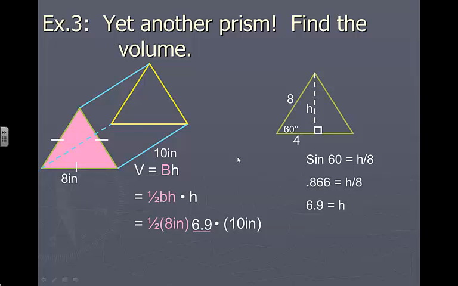So we do 1/2 the base, which is 8, times the height, which is 6.9, and then multiply it by the height of the prism. Okay? So you would finish with 277.